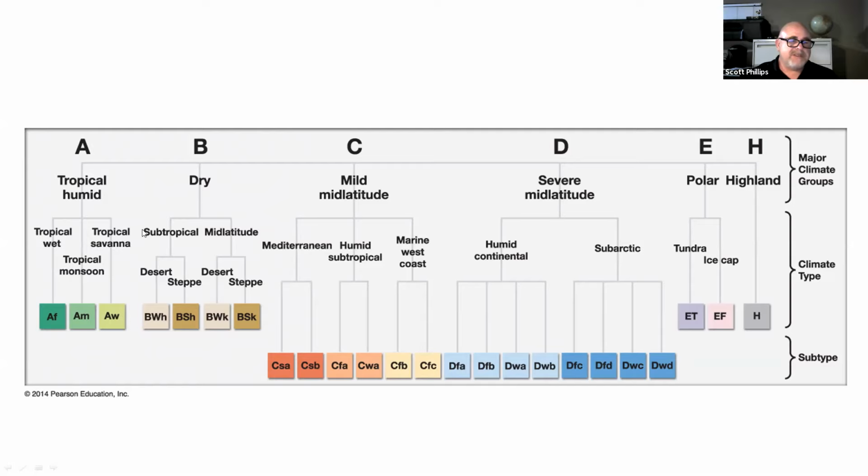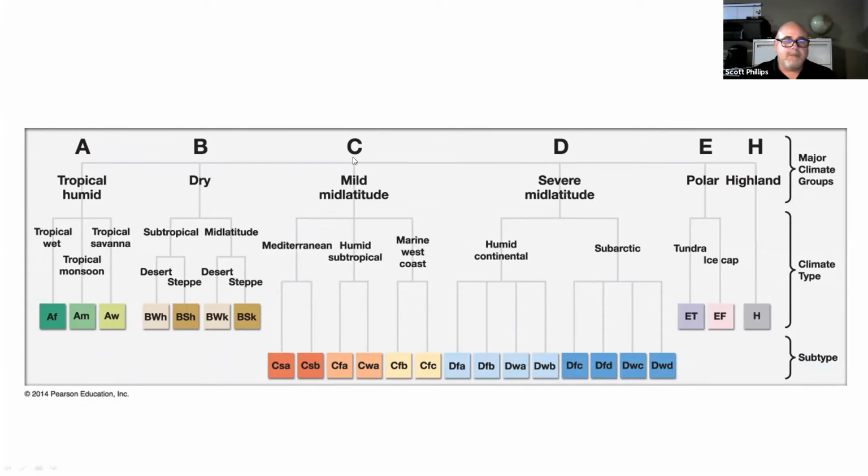For the dry climates, the book differentiates between subtropical and mid-latitude, but we're just going to focus on mid-latitude. And we're going to have one example of desert and one example of steppe. Actually, two examples of steppe. For one reason, because Fresno is a steppe climate, and I want to have an example that's Fresno and an example of one that's not Fresno, just so that we have a comparison.